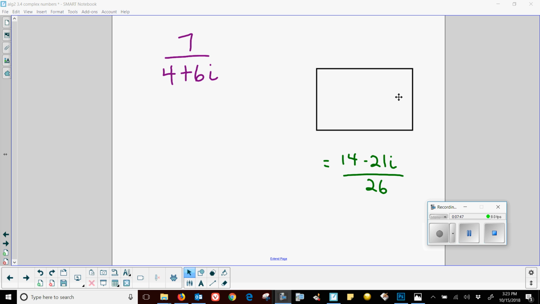So this lesson wasn't too terribly bad. And just make sure you remember how to FOIL. Go back to video 2. Make sure you got your foiling down. And you'll be in pretty good shape.